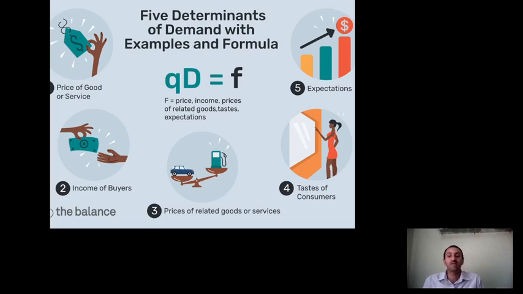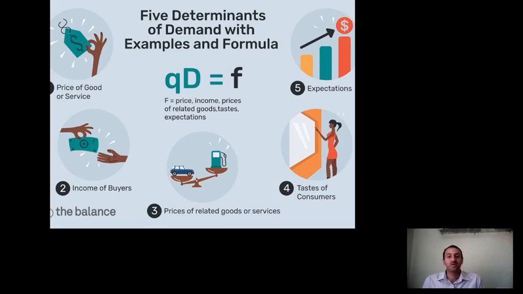The other thing is price of related goods and services. The price of related goods and services will also make an impact on the quantity demanded, because if the price of one product increases, the demand for the other product will also decrease. This is the impact of prices of related goods.